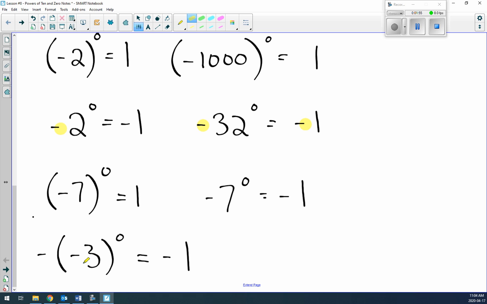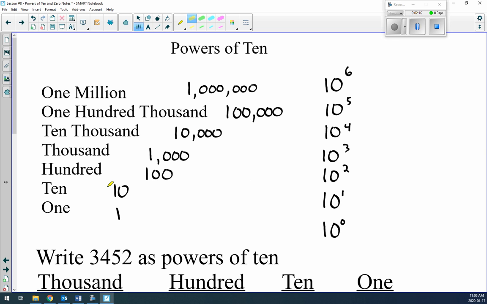Oh, it's going to be tricky now. Negative 3 in brackets to the 0, but there's a negative out the front. So the negative 3 in brackets to the 0 is positive 1, and then we multiply it by the negative in front, we end up with negative 1 there. Okay. Simple rule again, but if you get it wrong, it creates a lot of trouble for later in math. So remember that anything to the 0 is 1 unless there's a negative in front. Okay, flip the page. Let's go to powers of 10.